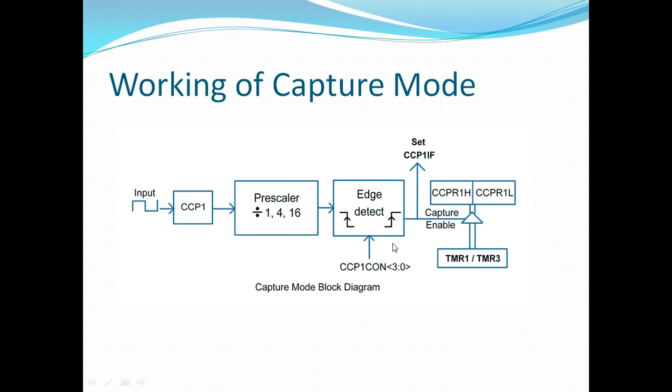Here you can see this is the falling edge, and this arrow is wrong, this should be in the downward direction, that is the falling edge. So either the falling edge or the rising edge is used for capture mode, capturing the unknown signals or capturing the events.